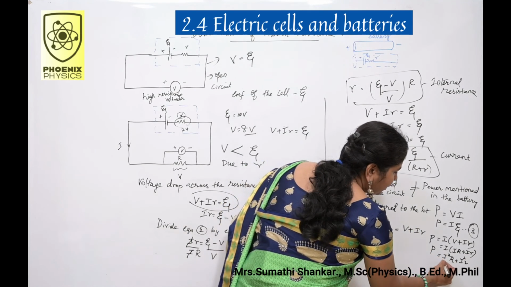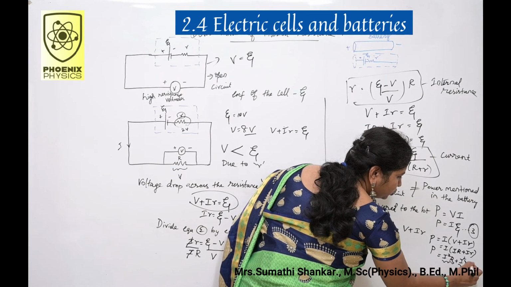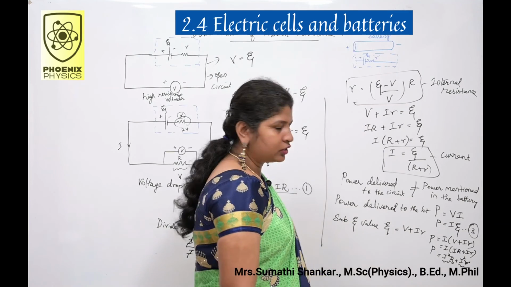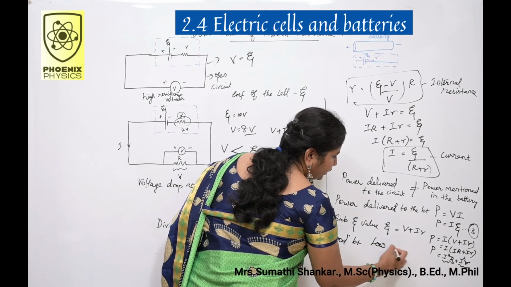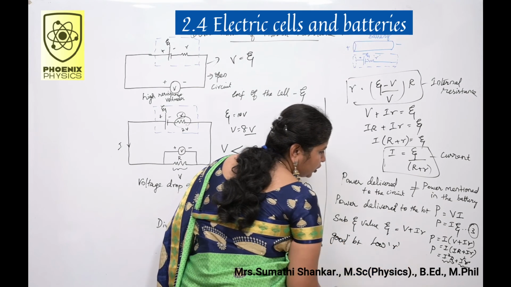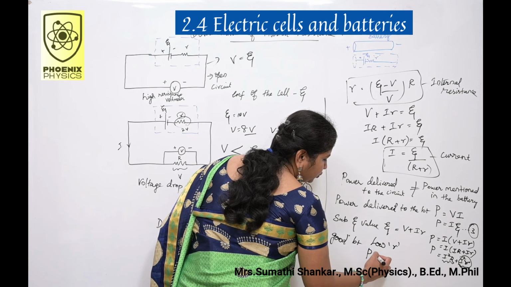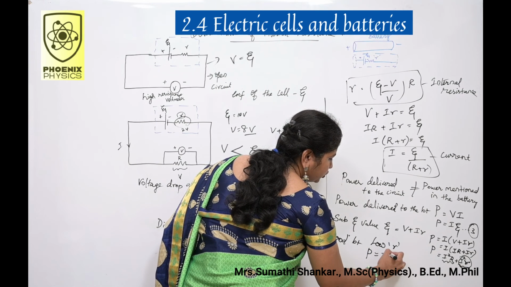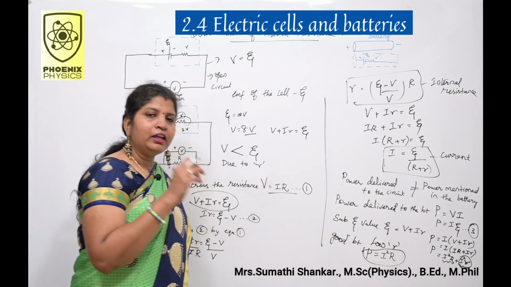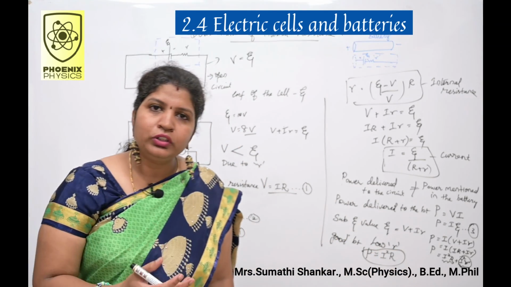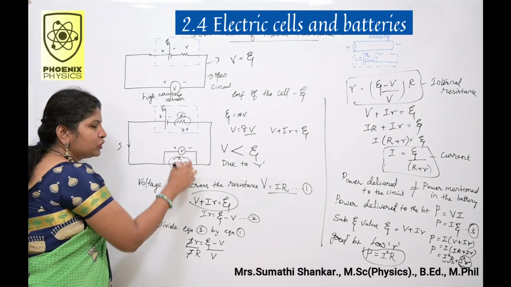Here this one is the power delivered to the circuit. Here is the power delivered to the internal resistance. For a good battery, it has low internal resistance, so you can easily neglect this term. Finally, you can get P is equal to I square R. What is your conclusion? The entire power is delivered to the circuit only. That is the power delivered to the resistance R.